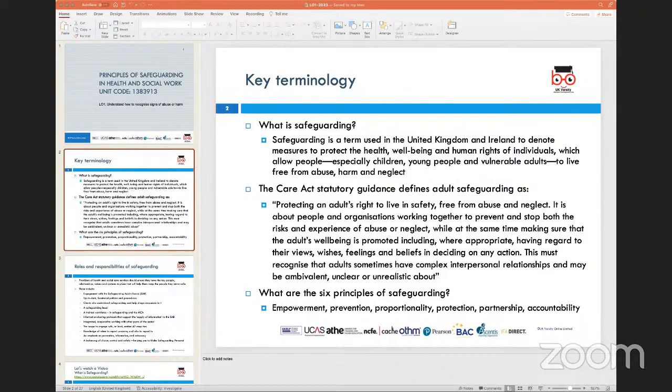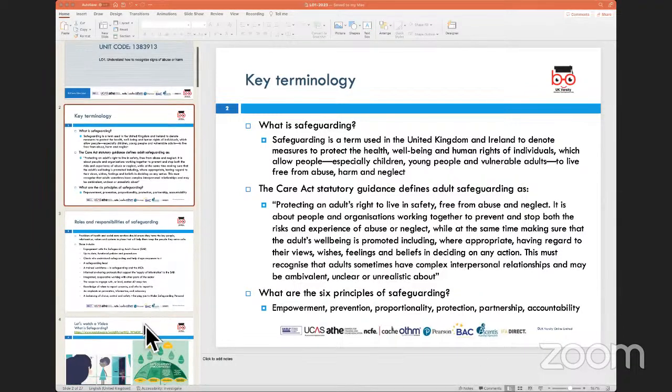It's about people and organizations working together to prevent and stop the risk and abuse which can happen because of neglect, and at the same time making sure that people who need the utmost attention, who need our protection, are able to get it under the Safeguarding Act, which is now part and parcel of the Health and Social Care Act of 2014.